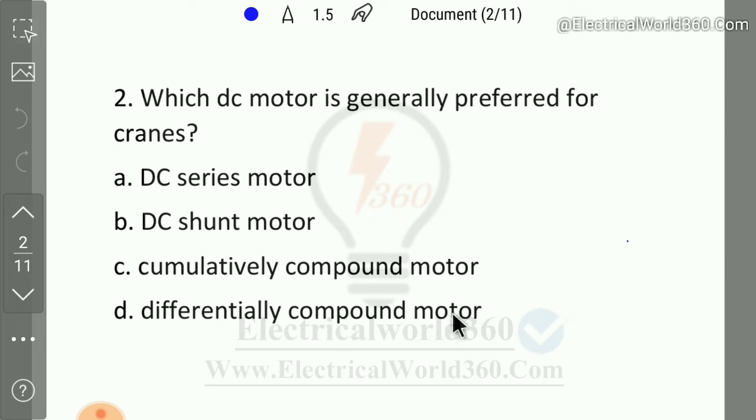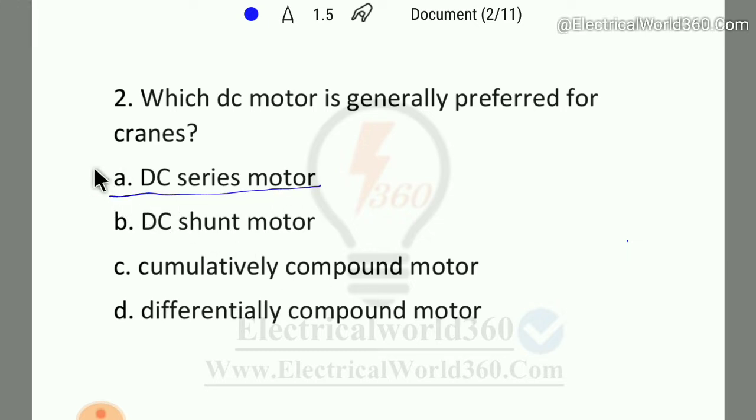So as we know, cranes require high starting torque. For the higher starting torque requirements, DC series motors or 3-phase induction motors are used. Particularly for traction like railways application, DC series motor is used. So here you can see option number A, DC series motor, is the right answer.